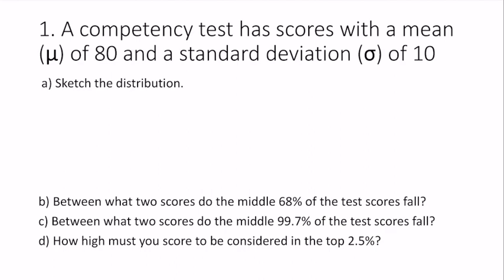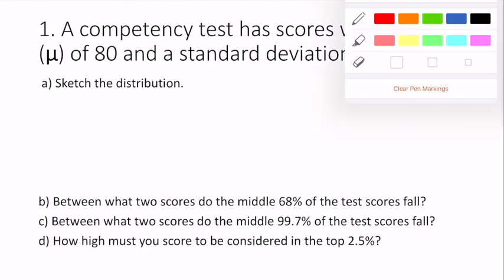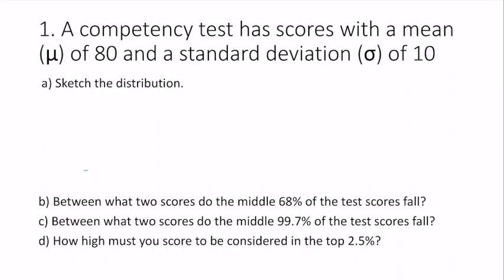So I'm going to go ahead and sketch this distribution. I'm going to pick a color other than red because red's kind of angry. All right, so here we have our normal curve. Our mean is in the center always, and that's 80. And I want to put in my first 3 standard deviations. So if I go up 1 standard deviation, I'm at 90. If I go up 2 standard deviations, I'm at 100. And if I go up 3 standard deviations, I'm at 110.